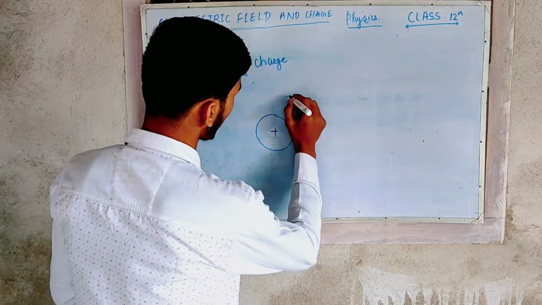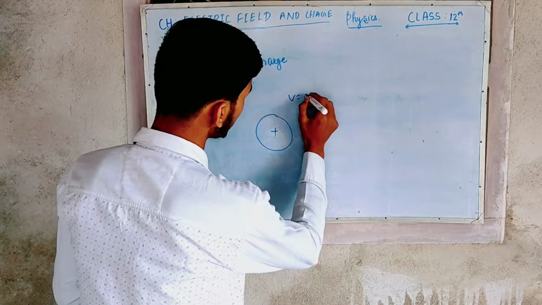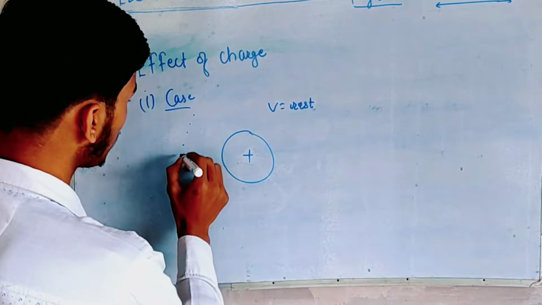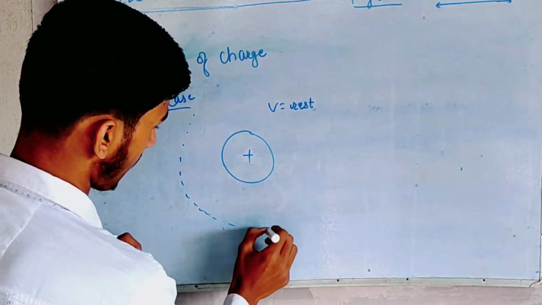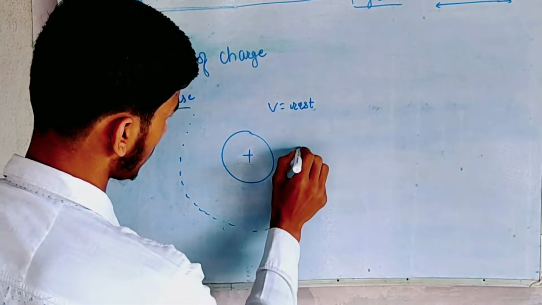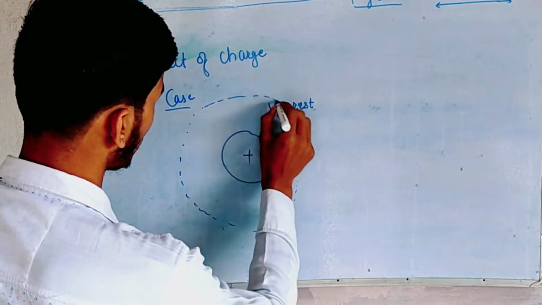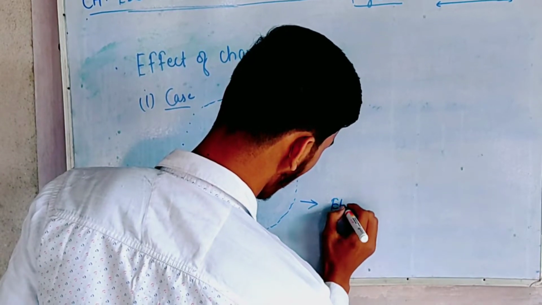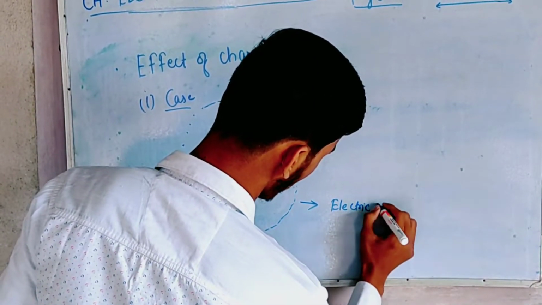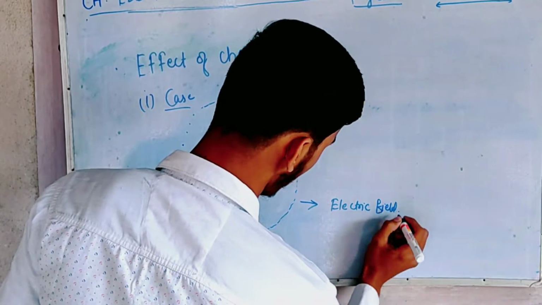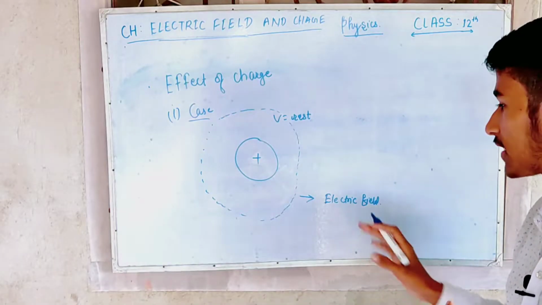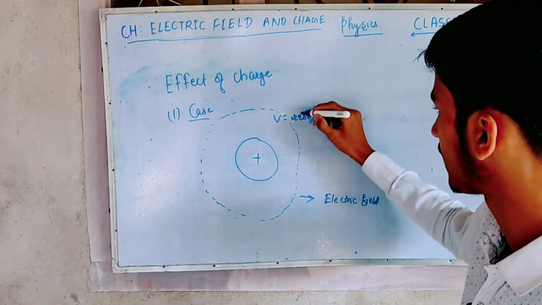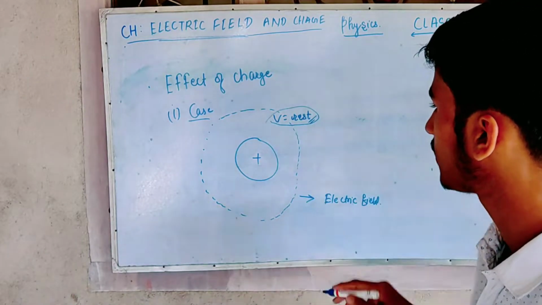the velocity is at rest, and it produces an electric field. So in the first case it produces an electric field around it, and the velocity is at rest. So you have noticed that the velocity is at rest, right? So this is the first case.